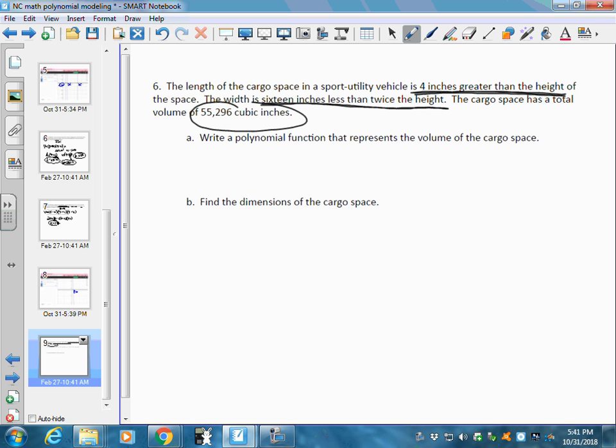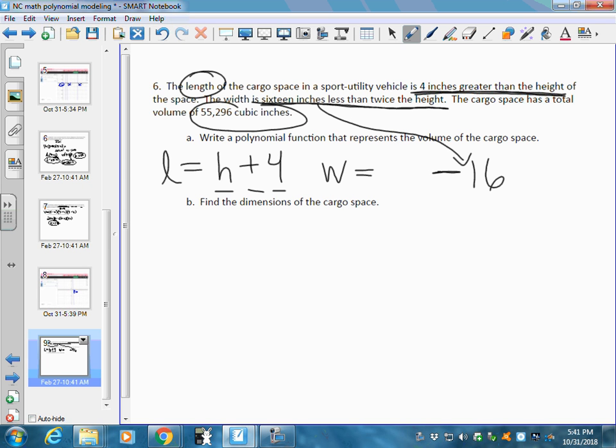So L equals 4 inches greater than the height. So when you write that, 4 inches greater, so I would add 4 inches to the height. So length equals height plus 4, because it's 4 inches greater than the height. So h plus 4. Okay, now the width. 16 inches less. So whenever I had 16 inches less, I'm going to do minus 16. Twice the height, so 2h.